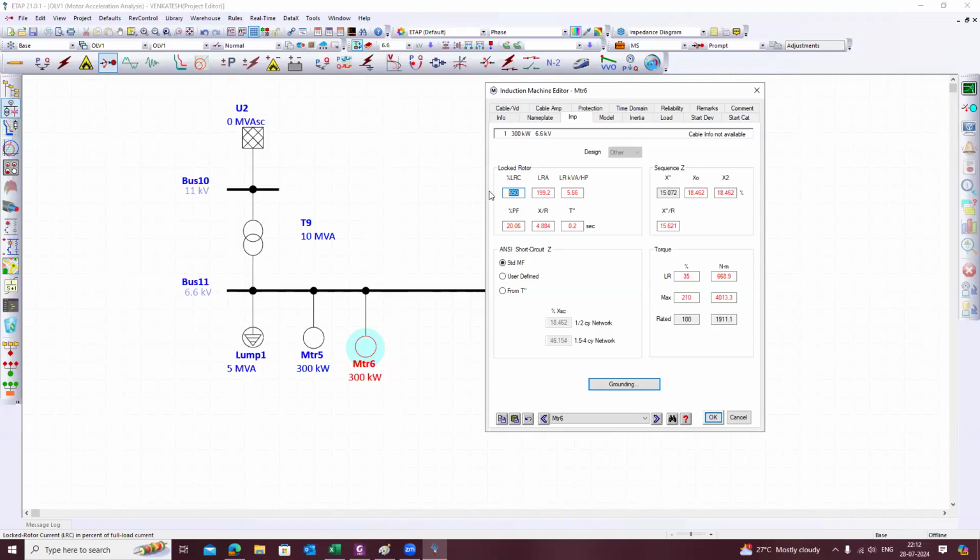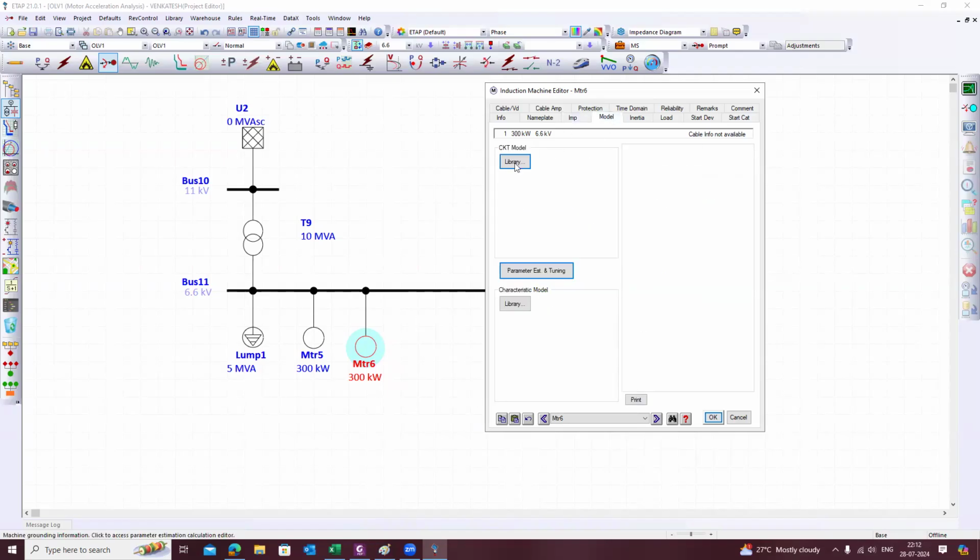If you want to give the IEC tolerance, that can be given, which is plus or minus 20%. So you can give that IEC tolerance also. This is lock rotor current. And this model is for the dynamic estimation of the parameters. If you want to do the dynamic motor starting analysis, you can use this at that time. Anyway, I am going to explain it when we go to the motor starting studies.